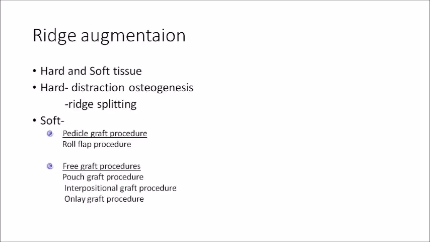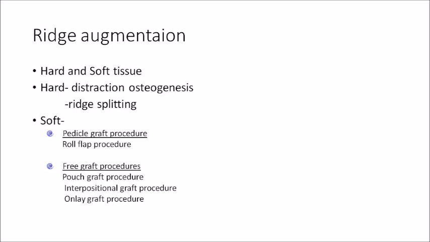Next mucogingival procedure is ridge augmentation. So ridge augmentation can be hard tissue augmentation and soft tissue augmentation. The hard tissue or the alveolar ridge augmentation can be done using two techniques, distraction osteogenesis and ridge splitting. We know what is distraction osteogenesis. We cut a bone and we apply tension to the bone so that there will be bone formation and bone fill. And we can also do ridge splitting. We can split the ridge and increase the width of the ridge.